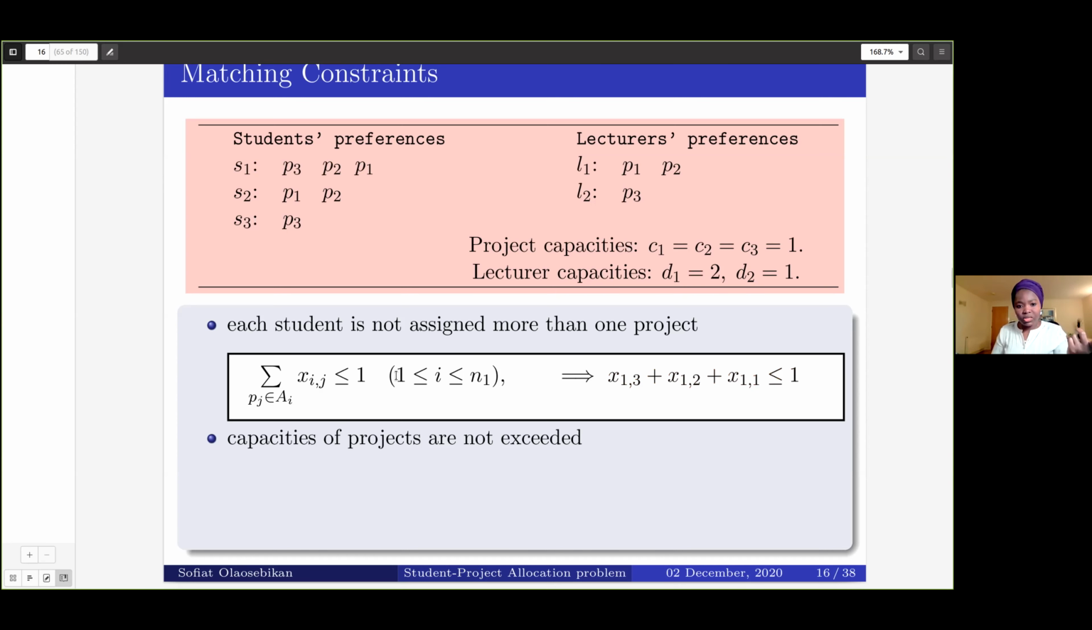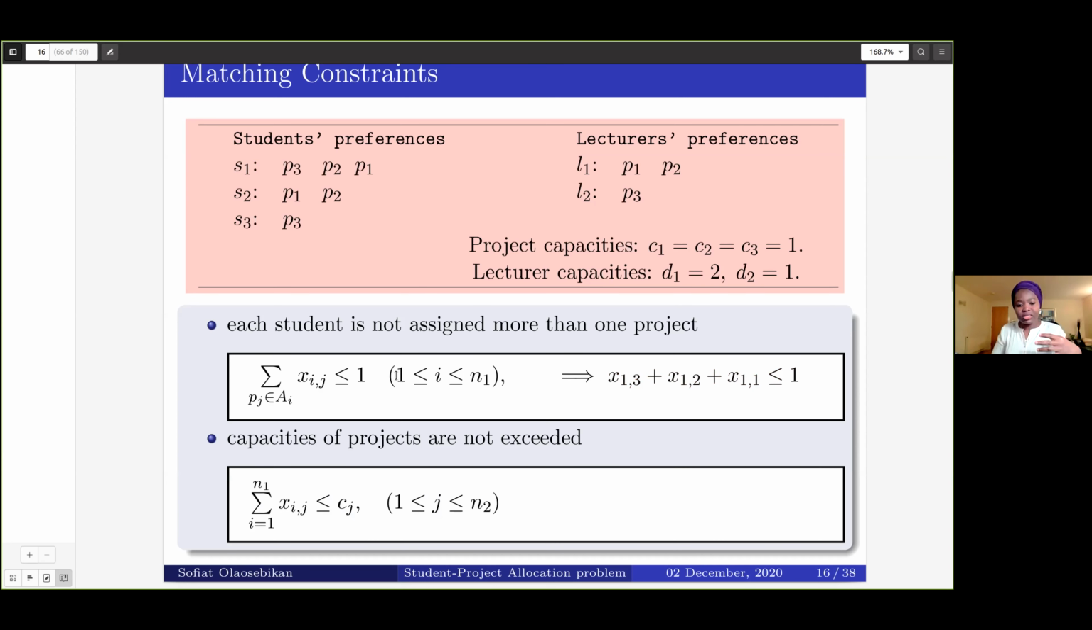And for each project, the capacity is not exceeded. So we grab all of the variables representing students that want the project. So for instance, project 1 here, S1, x11, and x21. Those are all the variables that correspond with project 1. And the capacity of that project is 1. So by summing them up, they must not exceed 1. That's the constraint for the project.